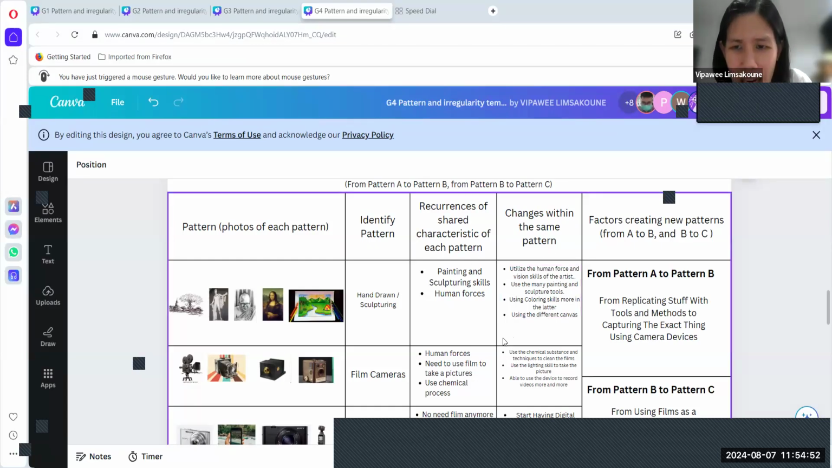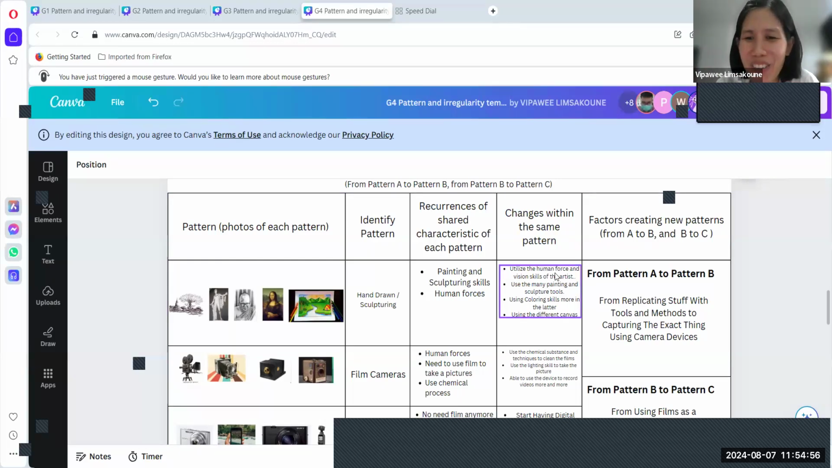The change within the same pattern depends on the skill of each artist as well, and uses many painting and sculpting tools. It could be just pen and paper, it could be ink, it could be coloring materials, in the past chemical ones, for coloring.